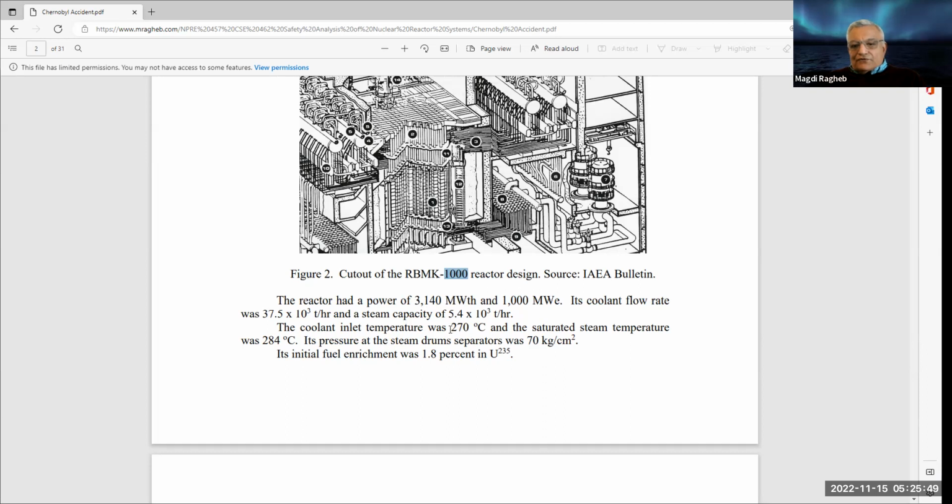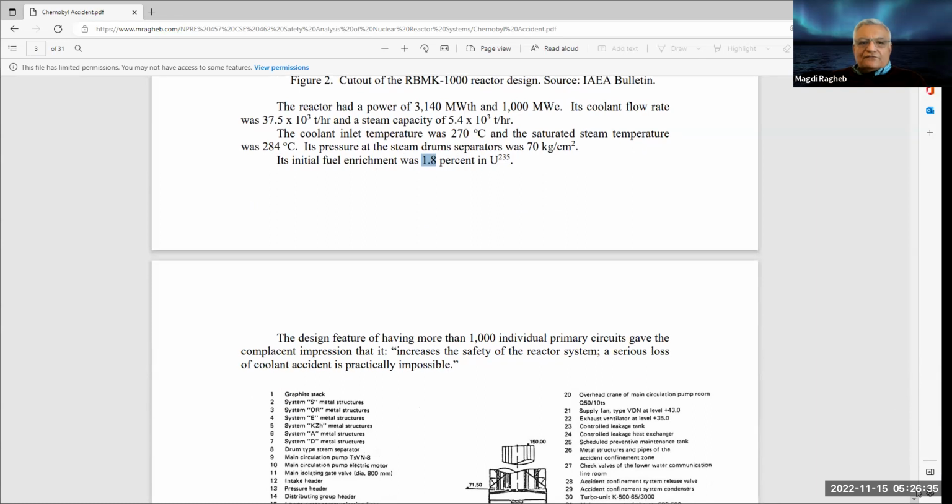The coolant inlet temperature was quite low, 270 degrees Celsius, and the saturated steam was only 284. If you want to compare that to light water reactors, the PWR and the BWR basically have exit temperatures in the range of 360 degrees Celsius. They're nowhere close to the high temperature gas-cooled reactor, even though they are using graphite as a moderator, which can have an outlet temperature of the gas, helium in that case, of around 900 to 1,000 degrees Celsius in general. The initial fuel enrichment was low, 1.8% in uranium-235. So from that perspective, it was considered a safe reactor.